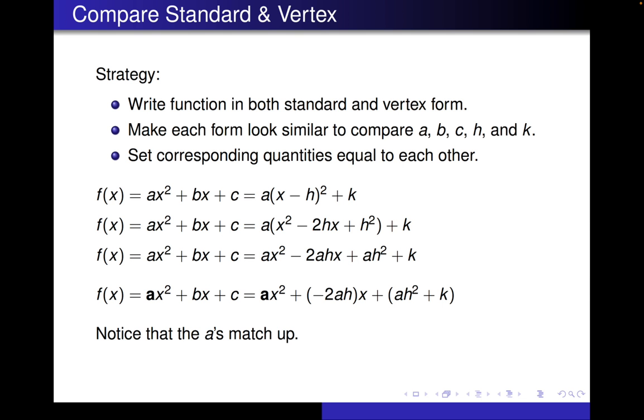And now what we're going to do is go ahead and match up the other coefficients as well. So the coefficients of x have to be the same. The b on the left has to be the same as the negative 2ah on the right. And the constant terms have to match up as well. The c on the left has to match up with the ah squared plus k on the right.